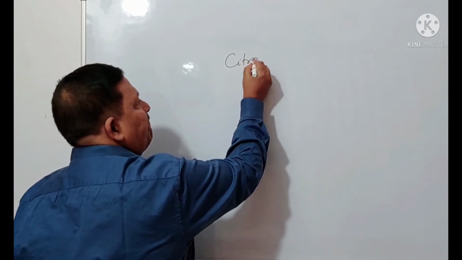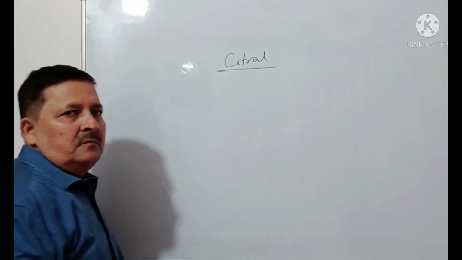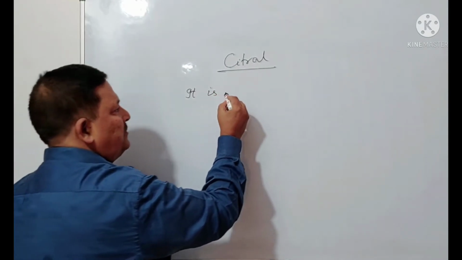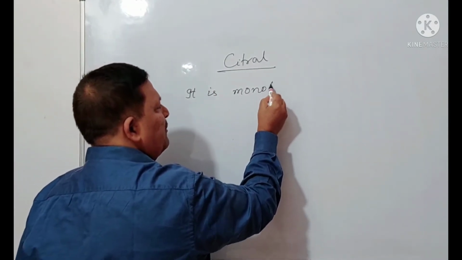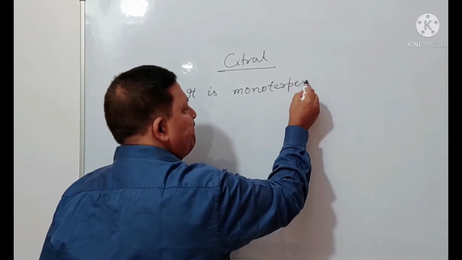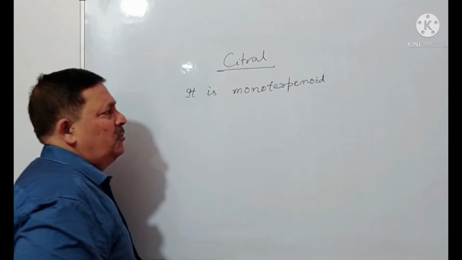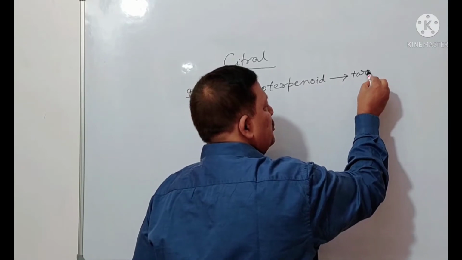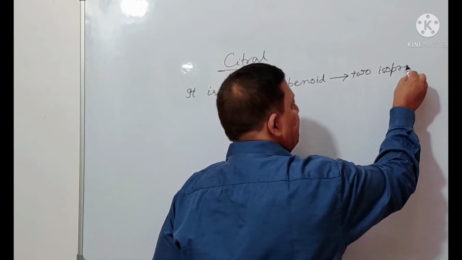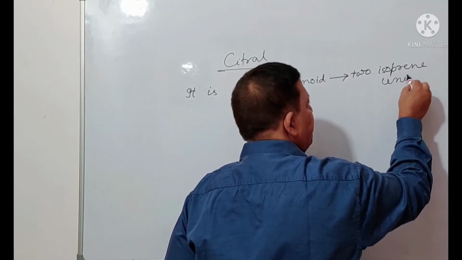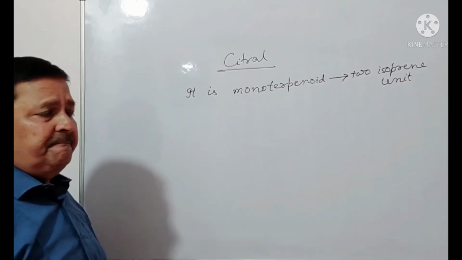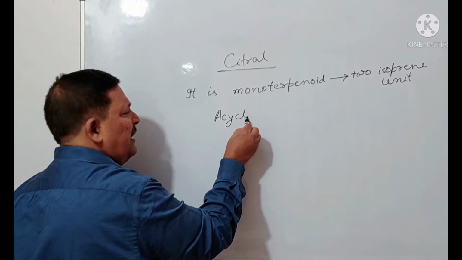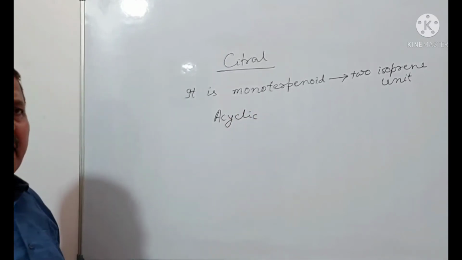Acetyl. It is a monoterpenoid having two isoprene units. This compound is acyclic.